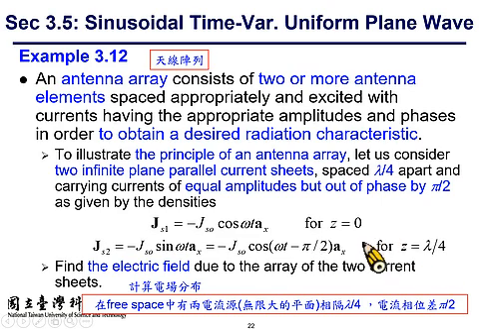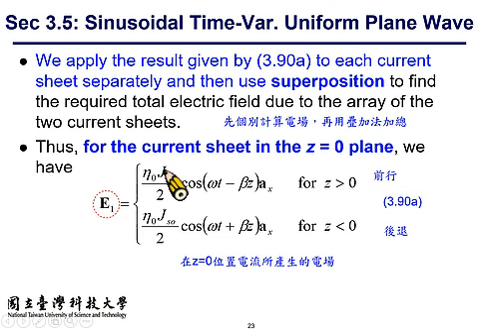So we have two infinite current planes, and they are of the same frequency, but the phases of the two are different by 90 degrees. And also the spacing between the two current sheets is a quarter wavelength. All right. And so in the previous page, we have seen the description for the currents J_S1 and J_S2.